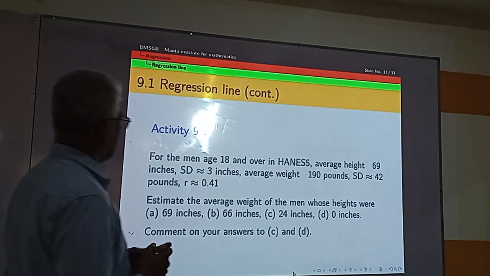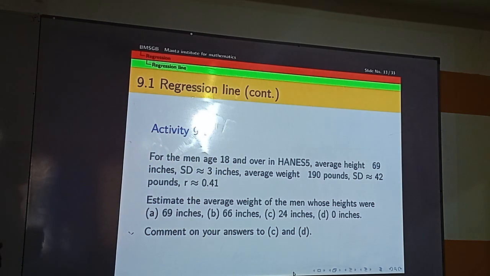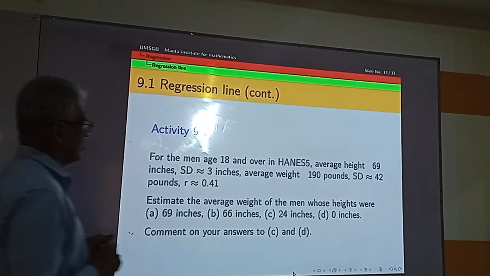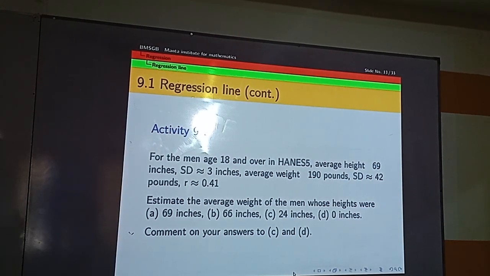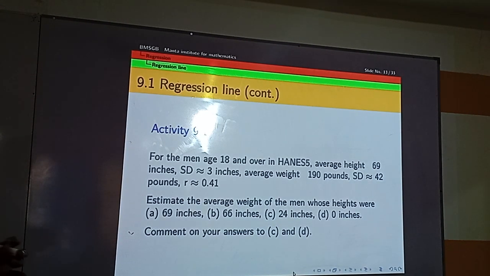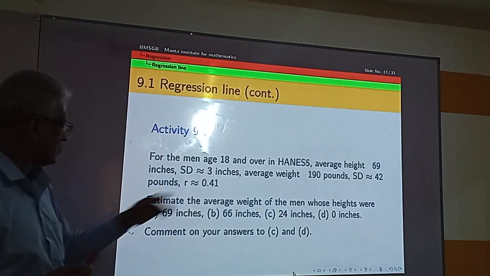So we have some 16 to 18 year old men. The average height of them is 69 inches, and their standard deviation is 3. We are considering weight: the average is 190 pounds, and SD is equal to 42. R is equal to 0.41. So using what we just mentioned, estimate the average weight of men whose heights are these numbers separately. Let's do the first one.